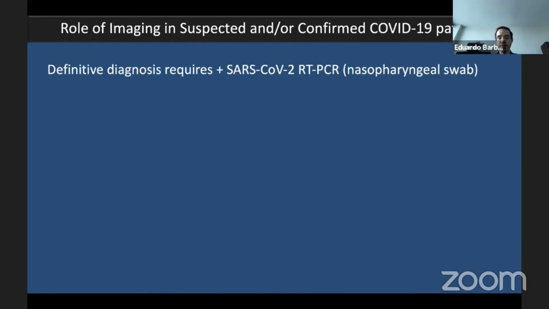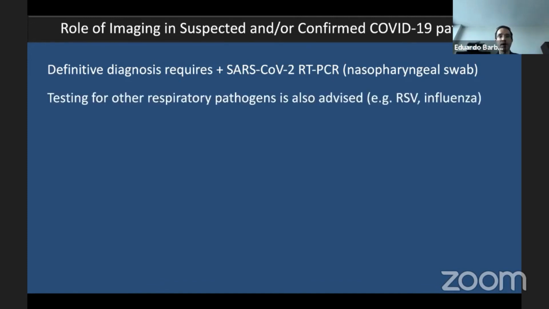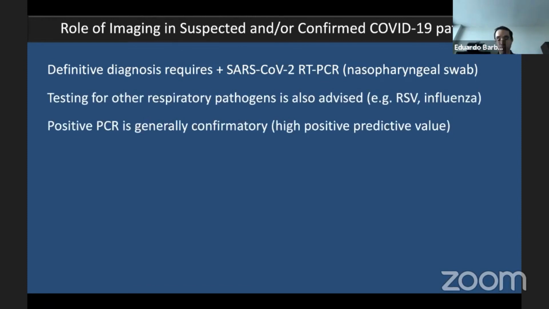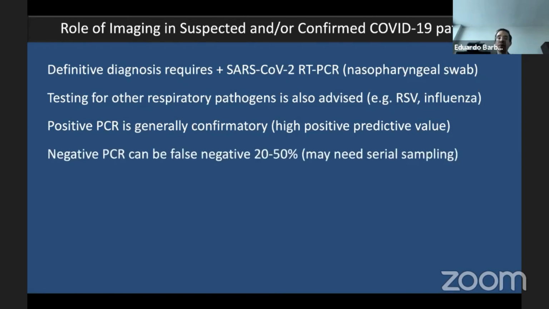We know that the definitive and confirmed diagnosis of COVID-19 requires a positive PCR test for the virus. That's obtained via a nasopharyngeal swab. We can also test for other respiratory pathogens. And we also know that a positive PCR has a very high positive predictive value, which means that if you have a positive PCR, generally you have the infection. There are very few false positives. But we also know that the false negative rate is not that low. It can be between 20 to 50%.